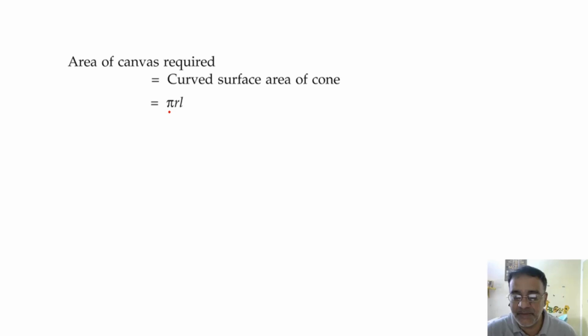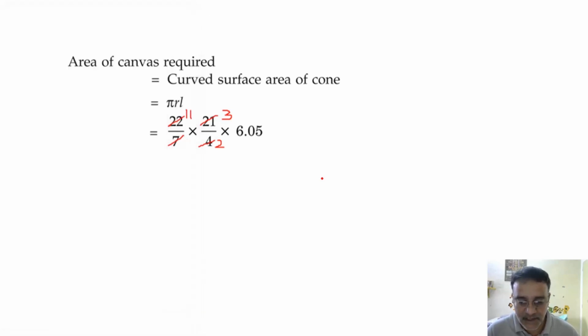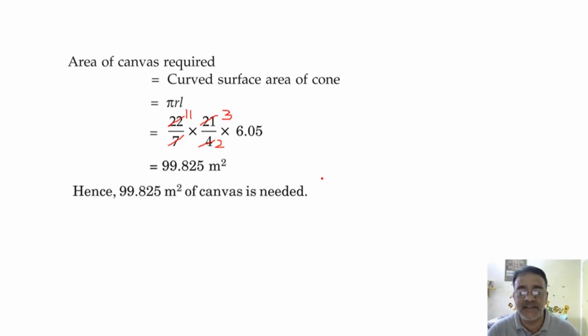Now substitute the values of pi, r and l. So ये 3 cancel होगा and this also we can cancel, 11 and 2. Okay, so 11 into 3 into 6.05 upon 2. So 33 into 6.05 upon 2. So we are getting 99.825 meter square. Hence 99.825 meter square of canvas is needed. Any doubt in this question? No, sir. Okay, so this is the last question of that exercise.